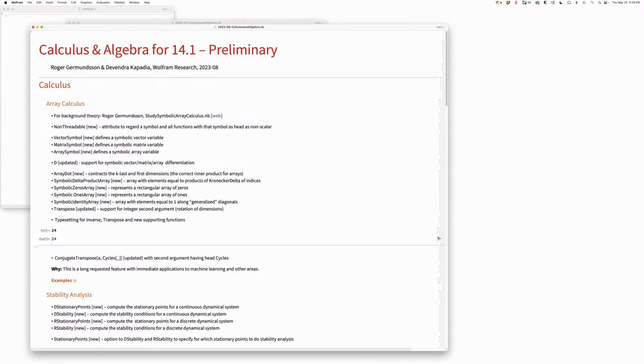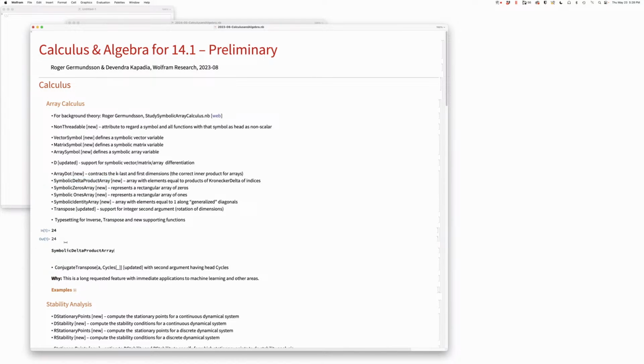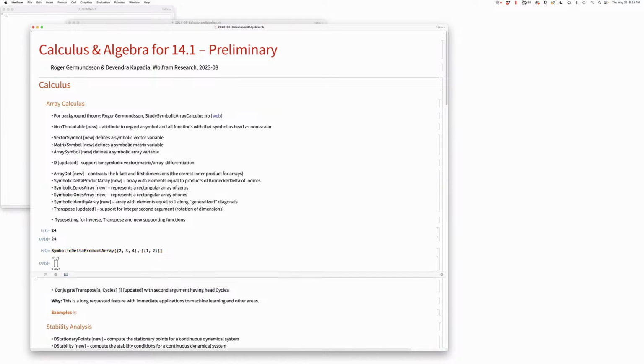Right. So symbolic delta product array has new typesetting since last time. Give it a list 2, 3, 4, and then a list of lists 1, 2. Like that. Yep. So it has dimensions 2, 3, 4, and we're identifying dimensions 1 and 2.